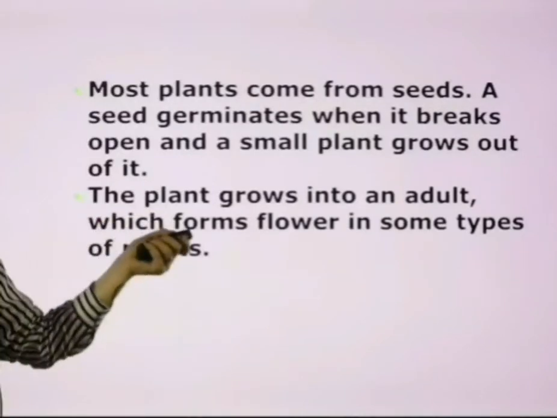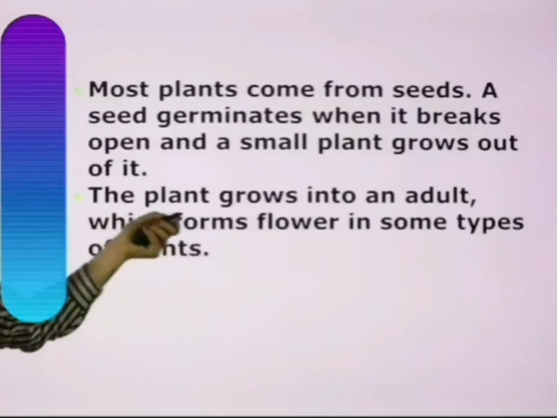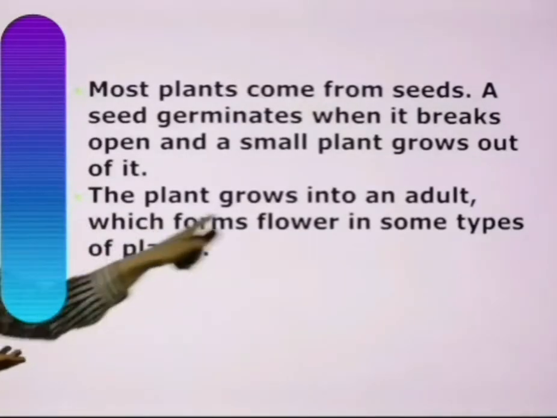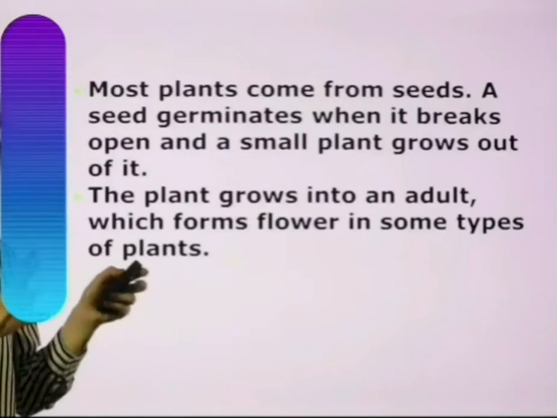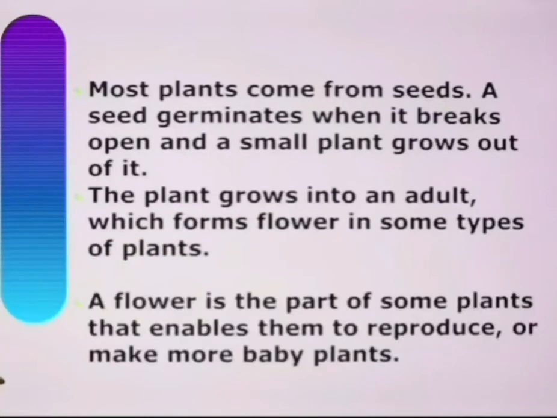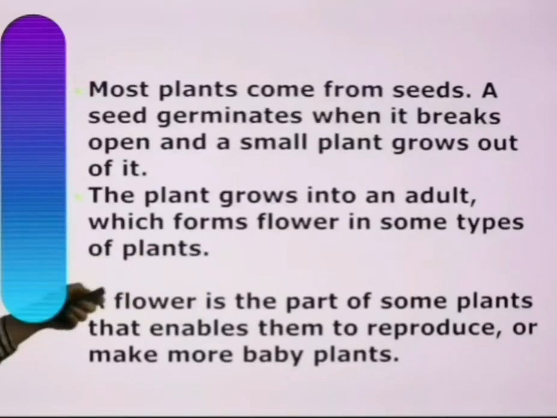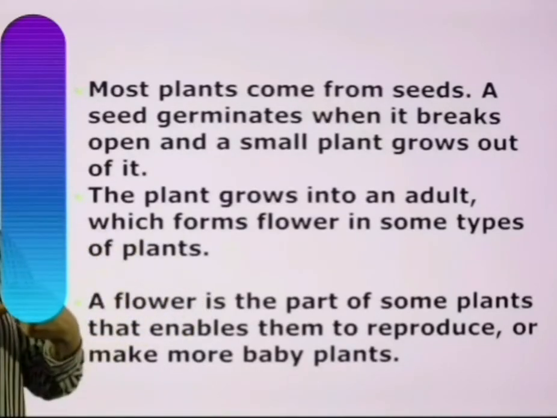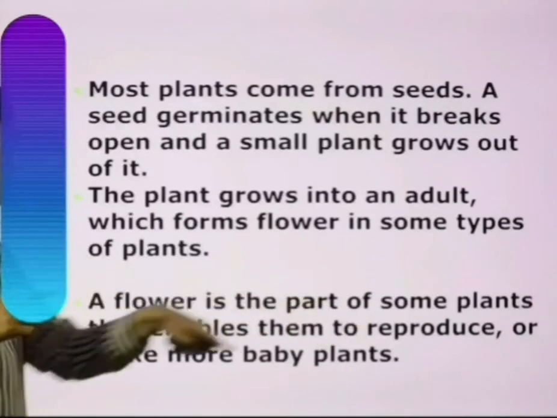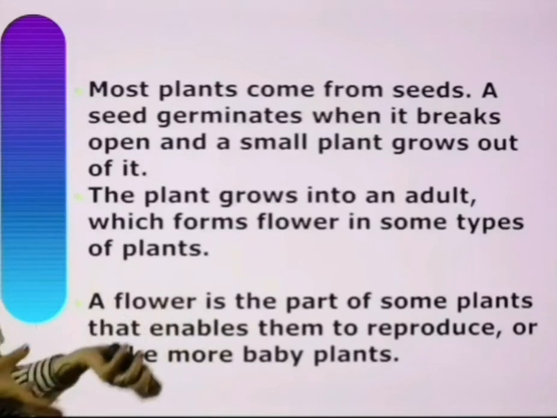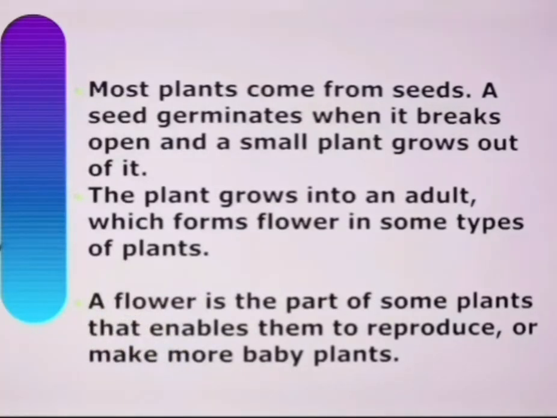The plant grows into an adult, which forms flowers in some types of plants. So not all plants make flowers, only some plants make flowers. A flower is the part of some plants that enables them to reproduce. Reproduce also means make more baby plants. So reproduce means making more babies. So the flower is the part of the plant that allows the plant to make new babies.